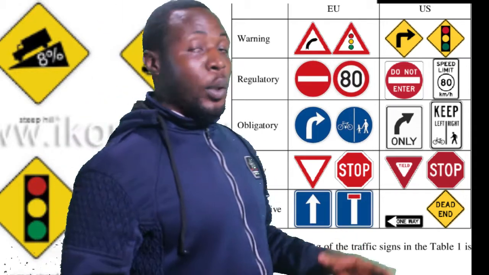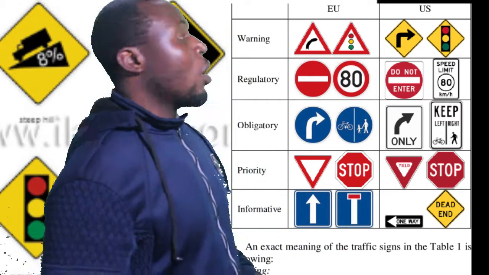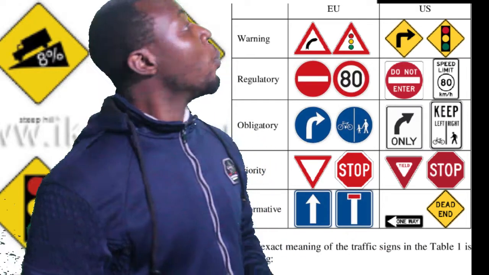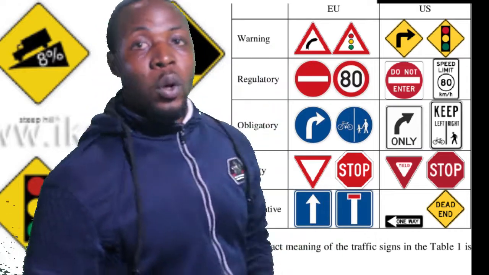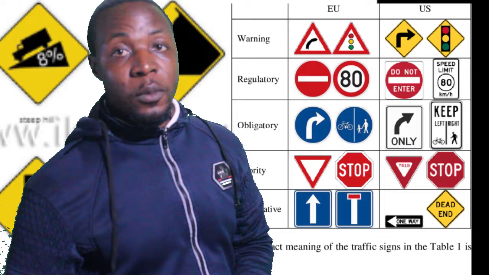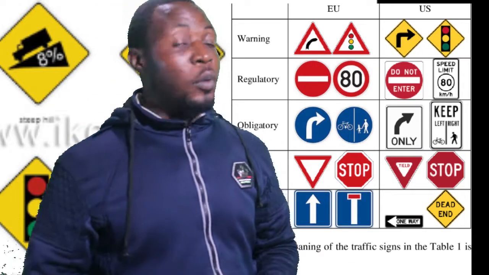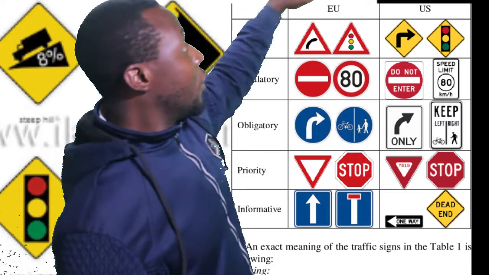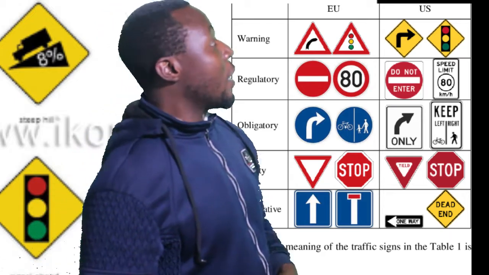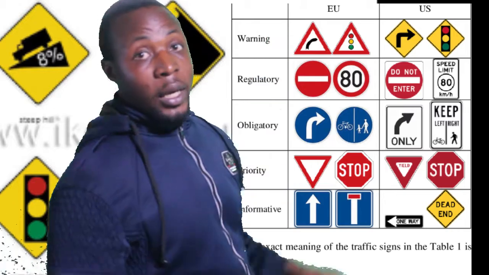So in the kinds of road sign, we have number one, what we call the warning signs. I will be giving you all these signs in a very short while. So we have this sign up here, we call them the warning signs, and all these warning signs are in triangle shape.